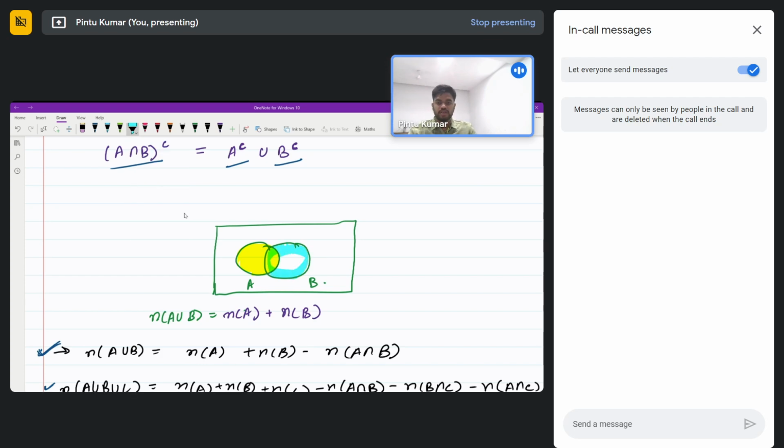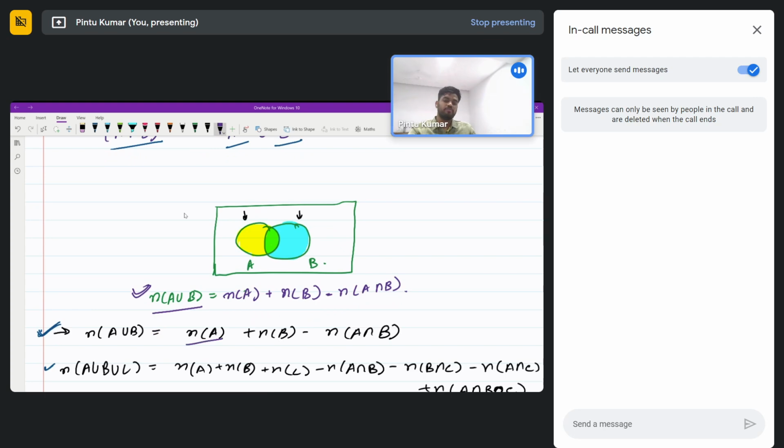So if you look at this Venn diagram, you can see that this portion of A intersection B is getting repeated twice when you are adding the number of elements in A and the number of elements in B. So the next step would be to subtract the number of elements in A intersection B. So this is a pretty simple formula for the number of elements in A union B: the number of elements in A plus the number of elements in B minus the number of elements in A intersection B. Why a minus sign? Because this portion is getting repeated twice.